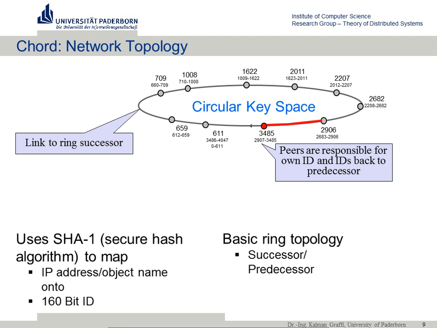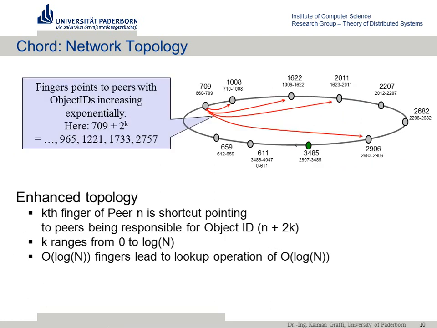There is an approach to speed it up, and for that you have these fingers. You have O(log n) fingers, and they point at exponentially increasing distances. That means you take your own ID, 709 in this case, and you add exponentially growing numbers: plus 1, plus 2, plus 4, plus 8, plus 16, plus 32, and so on. These are the IDs that are generated, and then you create a contact to the node responsible for that ID.